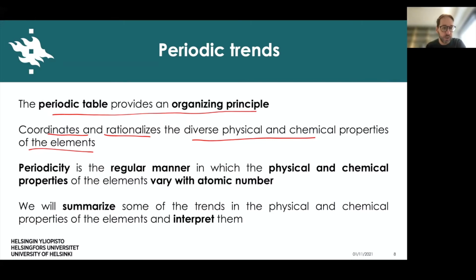When we mention the concept of periodicity, this means the regular manner in which the physical and chemical properties of the elements vary with the atomic number. And the periodic table, therefore, has the elements organized by the increase in their atomic number. So we will summarize some of the trends in these physical and chemical properties across the periodic table and interpret them in our lecture today.